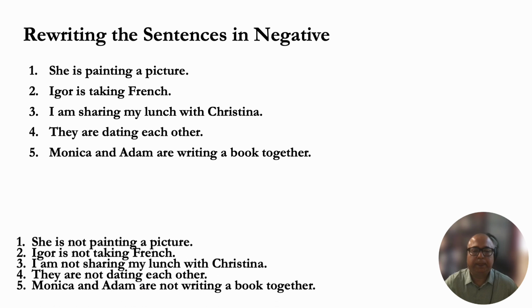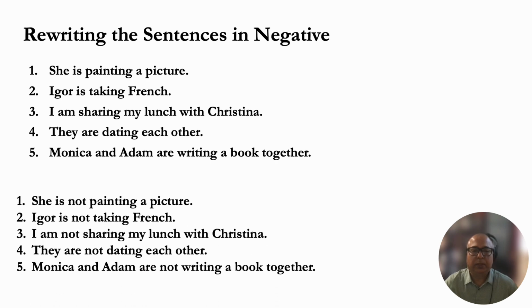All right? These are the answers. So the original sentence was, she's painting a picture, and in the negative it would be, she is not painting a picture. Do you notice something interesting? In all of the 5 sentences, there is one word that is common. They all have not. Igor is taking French. Igor is not taking French. Okay? So I hope you did well.